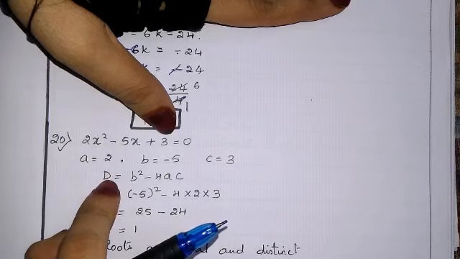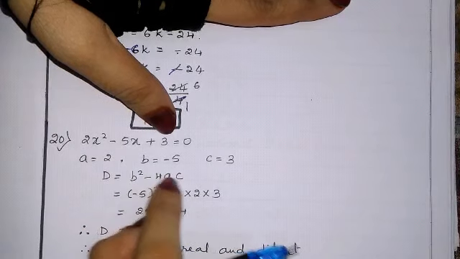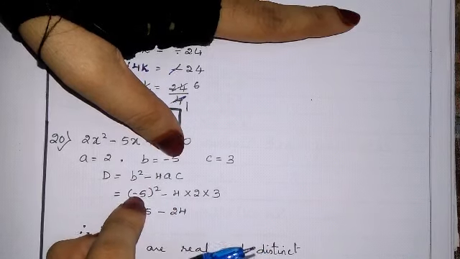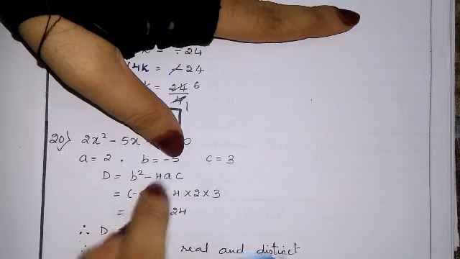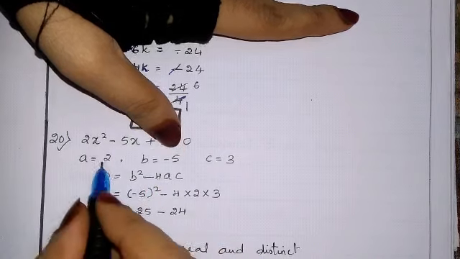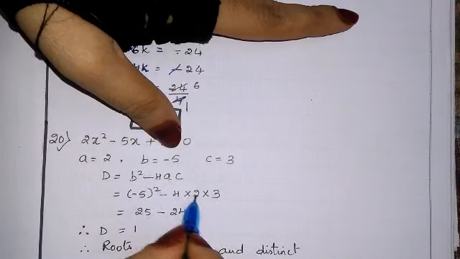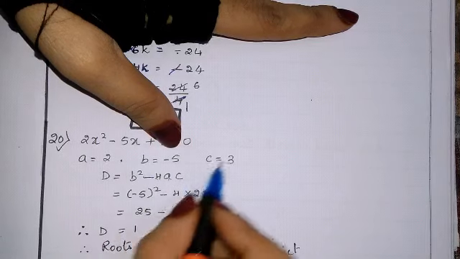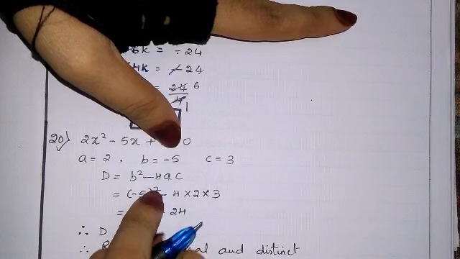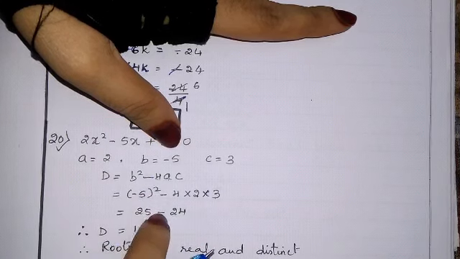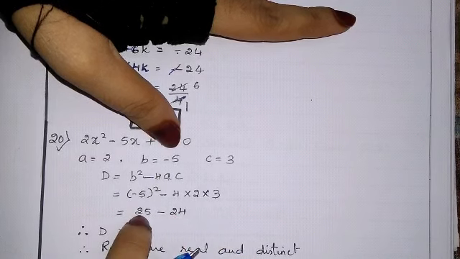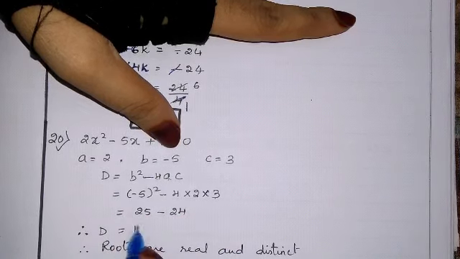Discriminant D is equal to b square minus 4ac. Let us substitute the values. B is minus 5, square is there, so square as it is. This minus as it is, 4 as it is, a value is 2, in place of a, 2 into c value is 3. Minus to the power square is plus. So 5 square is 25, minus 4 twos are 8, 8 threes are 24. 25 minus 24 is nothing but 1.